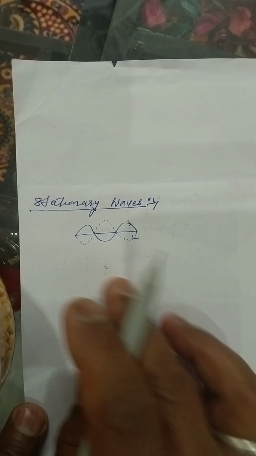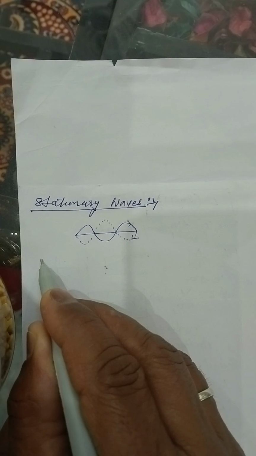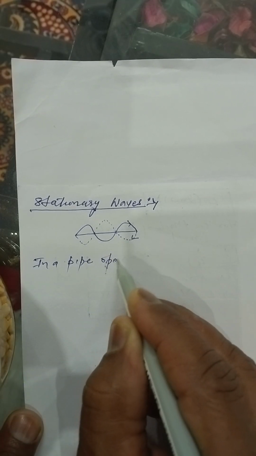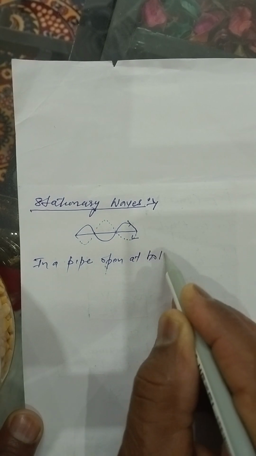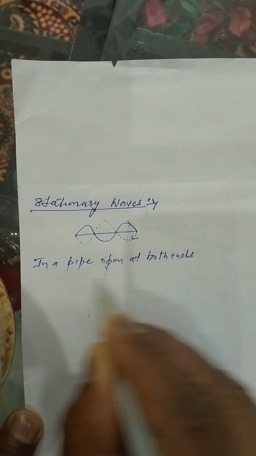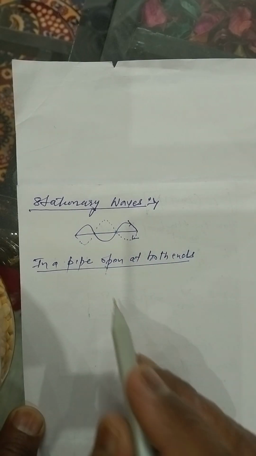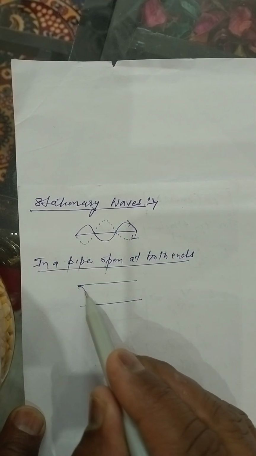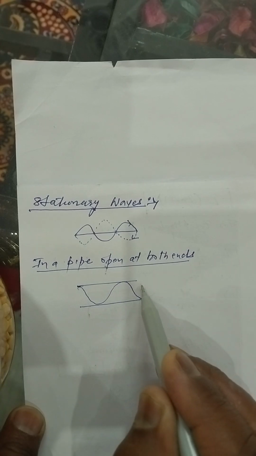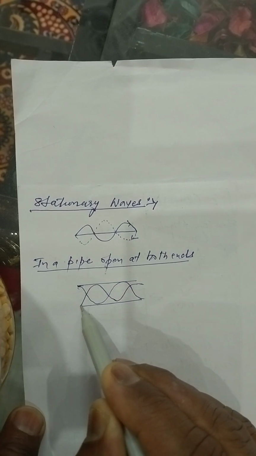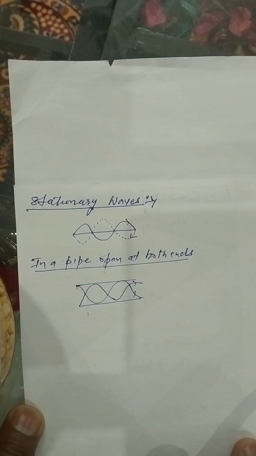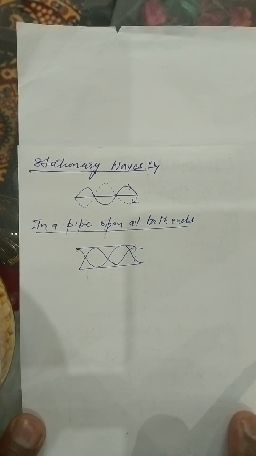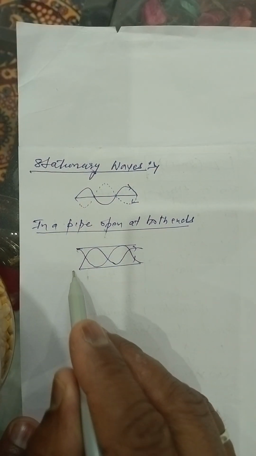Today we will take the example of stationary waves in a pipe open at both ends. Open at both ends means the waves will be produced in a pipe which is open at both ends, like this. Waves will be formed in this way. So we will take the case of a pipe which is open at both ends. Now we will find the equation.